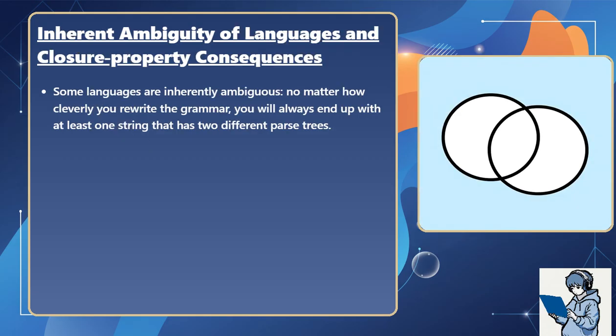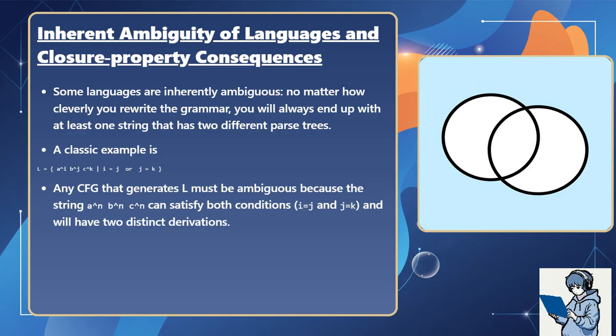Some languages are inherently ambiguous. No matter how cleverly you rewrite the grammar, you will always end up with at least one string that has two different parse trees. A classic example is L = { a^i b^j c^k such that i = j or j = k }. Any context-free grammar that generates L must be ambiguous because the string a^n b^n c^n satisfies both conditions i = j and j = k, and will have two distinct derivations.